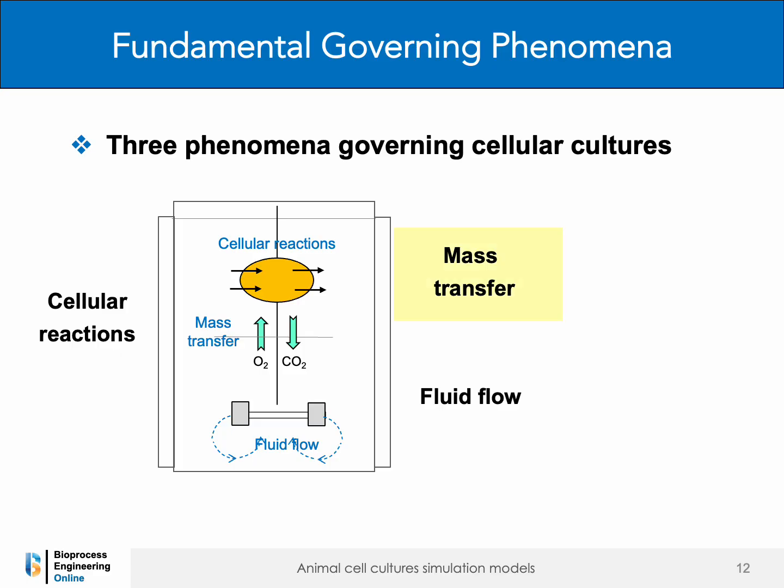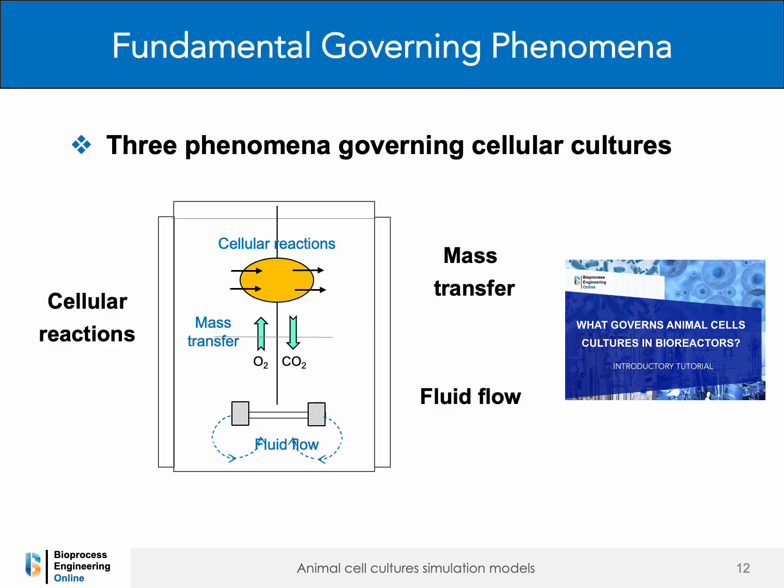The first is mass transfer, particularly the transfer of oxygen from the gas phase into the liquid culture medium, where it becomes available for cell metabolism. The second is fluid flow, which governs the circulation and mixing of the culture medium within the bioreactor. These three phenomena form the foundation of bioprocess modeling and will be used throughout this tutorial to develop a dynamic simulation model. If you would like a more detailed explanation of these concepts, please refer to the tutorial, What Governs Animal Cell Culture in Bioreactors.